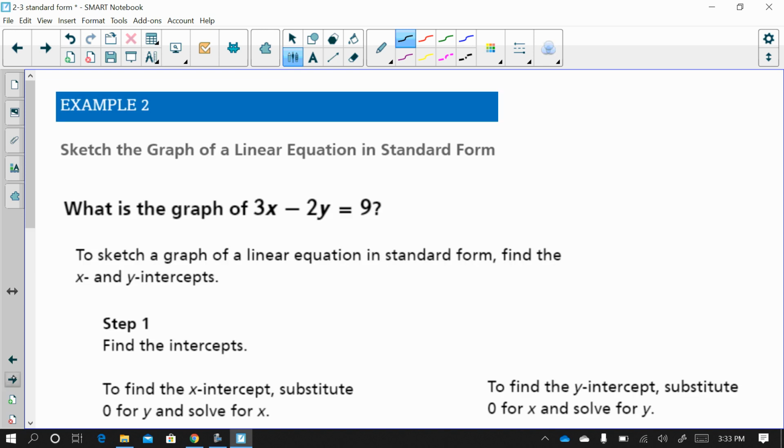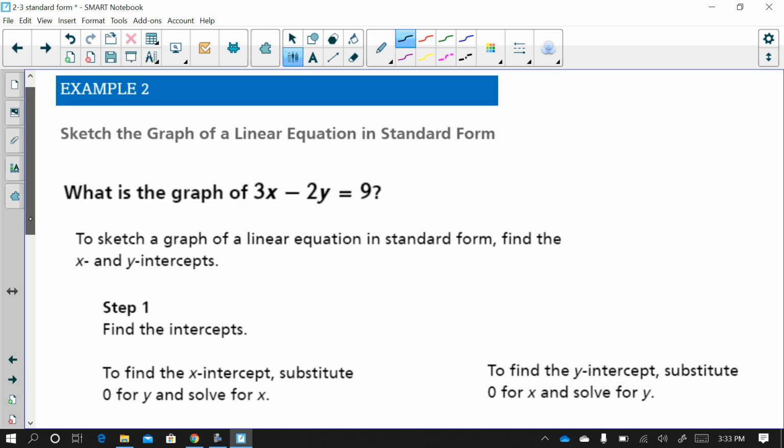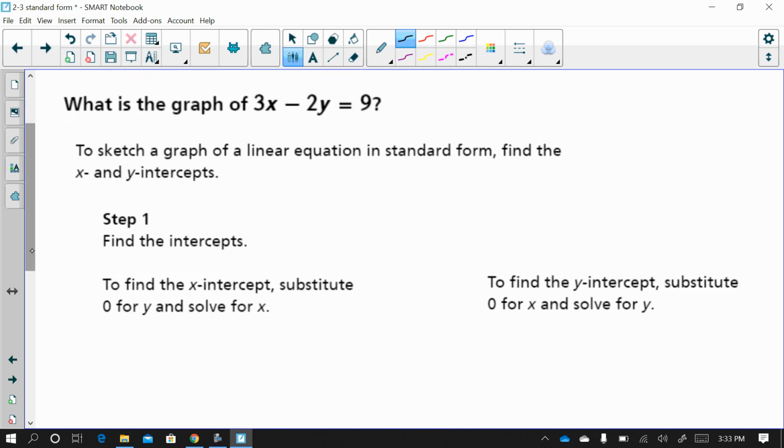So let's graph now. Graphing is super easy. You only need to find 2 points. So here's our graph. We want to graph 3x minus 2y equals 9. Now the problem with using slope-intercept form here is sometimes you're going to get fractions for your intercept, and that's not always the nicest to graph. So this is where standard form can be very helpful.